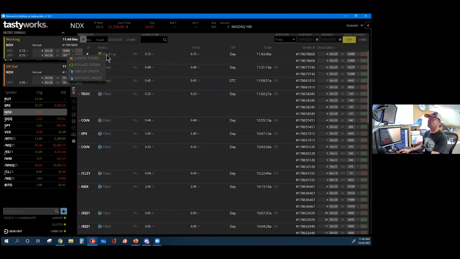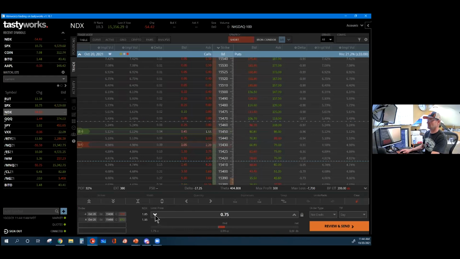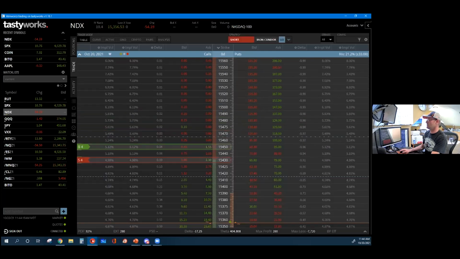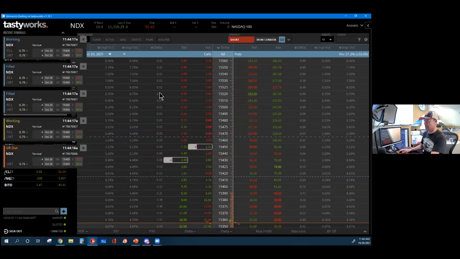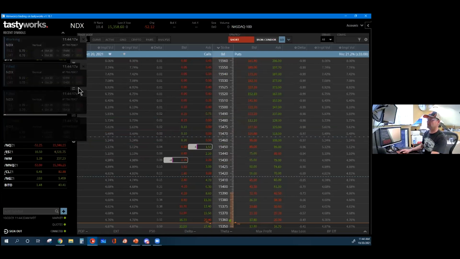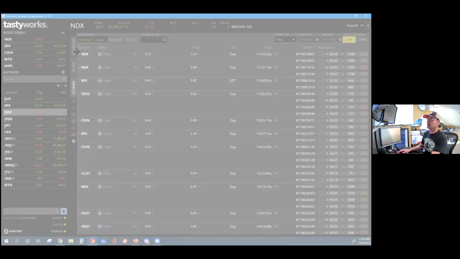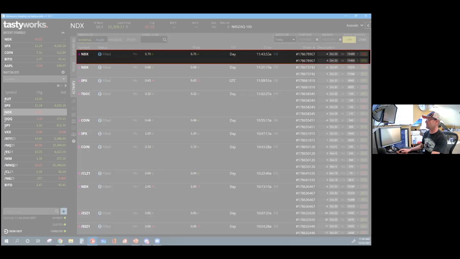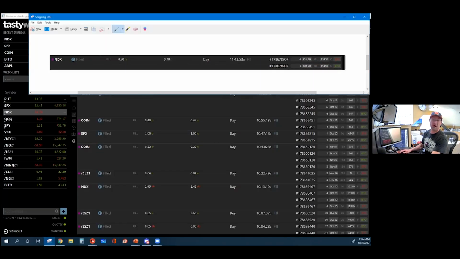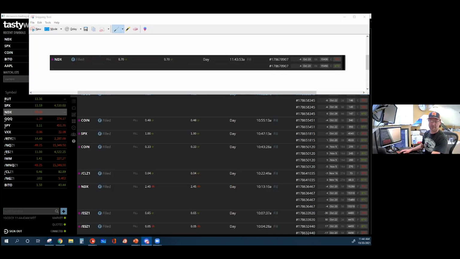I was thinking that would go. Let's try 70. May not get, there we go. All right, not the best fill in the world, but it's okay. Honestly, we really haven't got the best fills all day long, but our directional bias has been pretty on point, save for our Russell trade, of course.